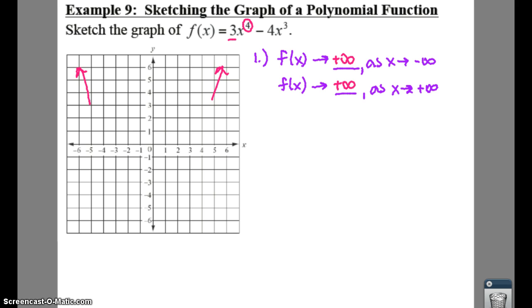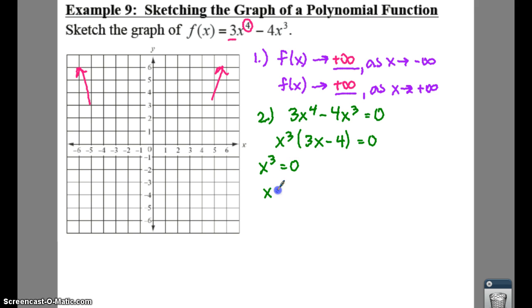Now the second thing we need to do is find some zeros. So if we take our function, 3x^4 - 4x^3, and set it equal to 0, we'll try to factor this. We can take out an x^3, which leaves you with 3x - 4 = 0. So we set x^3 = 0. Well, we're just going to get x = 0.